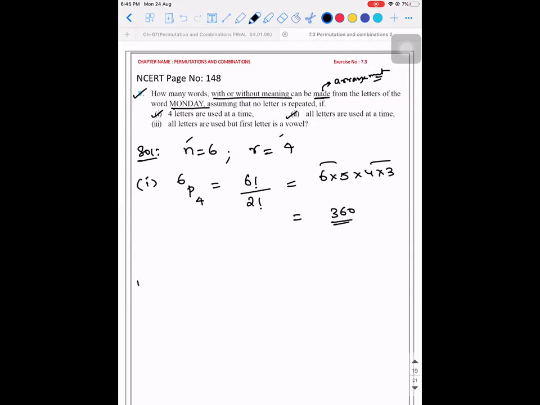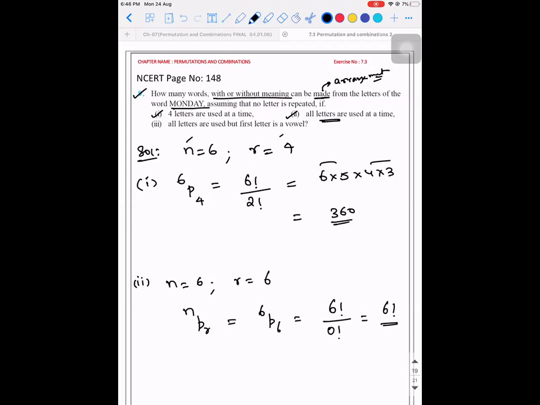Tell me the next one also. All the letters are used at a time. So the number of objects you have in your hand are 6. What is the blank space? They're saying all the letters are used. So it is 6 only, because when they say all the letters are used, r is equal to n. That is the meaning. So what will be the required answer? It is nPr, that is 6P6, 6 factorial by 0 factorial, that is 6 factorial, because 0 factorial is 1.